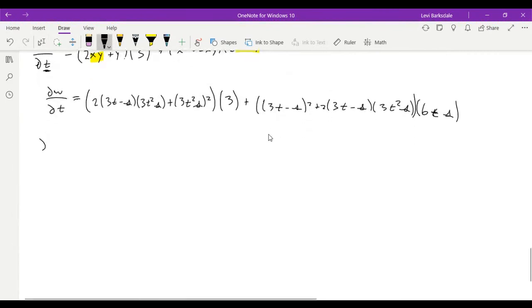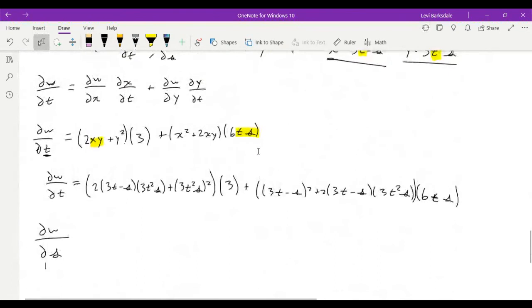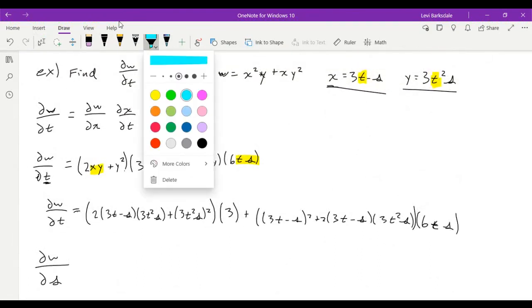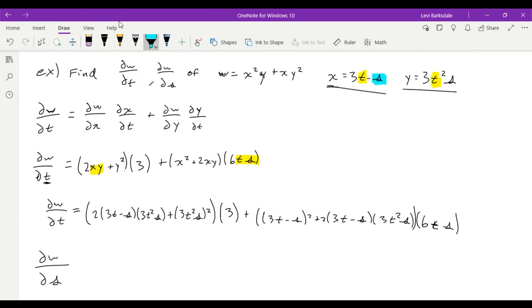All right, next up, we need to calculate the change in w with respect to s. Once again, we look back and identify which of our functions are dependent on s. There's an s in the x function, there's an s in the y function, so both x and y are dependent on this variable s. Because of that, we need to calculate the change in w with respect to x, then the change in x with respect to s, and add dw/dy times dy/ds.